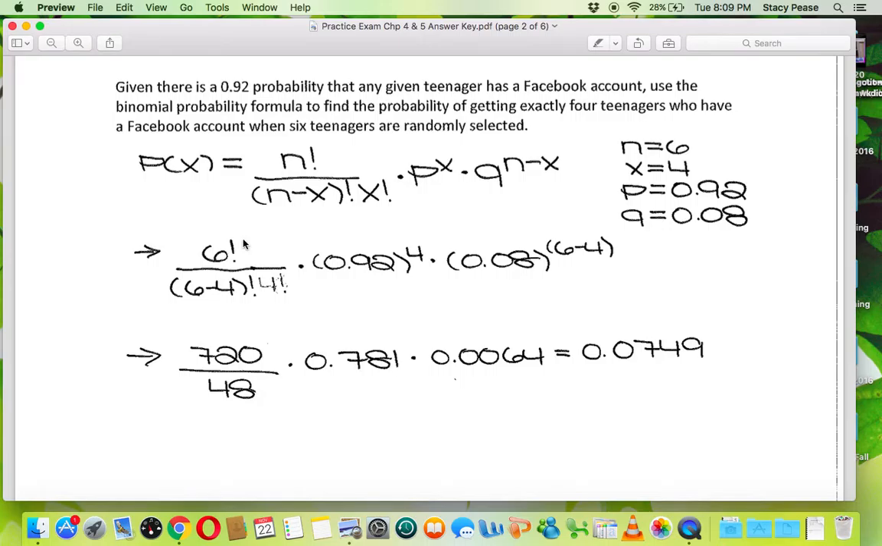So then I just went ahead and plugged everything in. 6 factorial divided by 6 minus 4 factorial, so our n minus our x, times x factorial, 4 factorial. Sorry about that, I made a mistake when I was doing this, so I had to white it out and it doesn't look very clear, so I apologize for that, but that is a 4 factorial, multiplied by our probability of success raised to the power of our x, which is 4, all multiplied by our probability of failure raised to the power of n minus x, which again is 6 minus 4. And when you go ahead and do out all of this math, you wind up with a probability of 0.0749 or 7.49%.